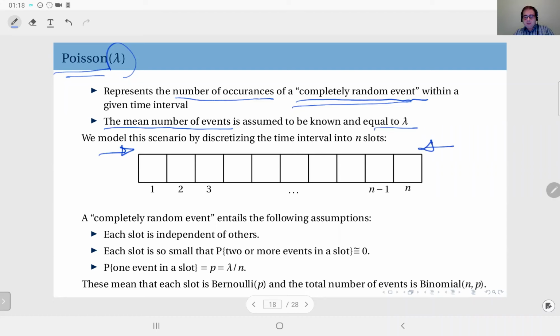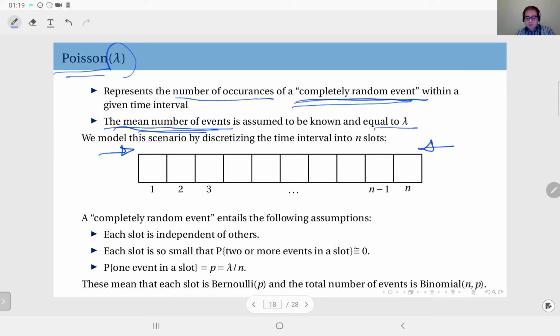But we just know that events of a certain type, whatever that is, let's say a bus coming to a stop, or an earthquake happening in a specific location, or lightning hitting a specific location, let's say. So you just know the mean number of such events occurring in a given time interval, and you just know the nature of the event is completely random.